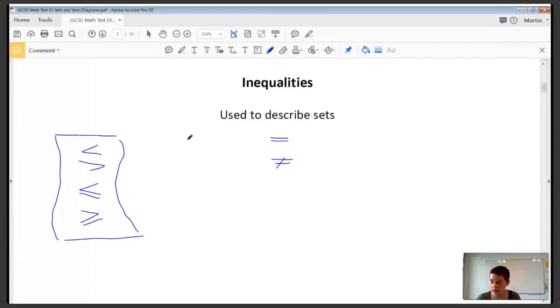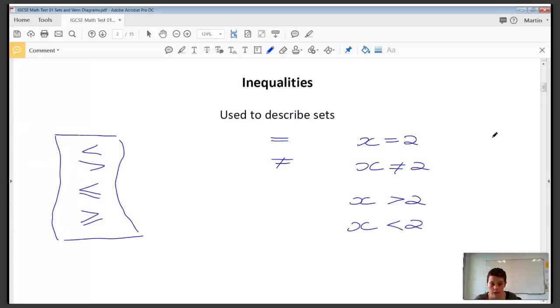So if we were to say that x equals 2, x is 2 and only 2. Okay, if we were to say that x doesn't equal 2, x can be any other number, but it can't be 2. If we say that x is bigger than 2, then x has to be any number bigger than 2. We can also do x is less than 2. So it can't be 2, but it can be any number smaller.